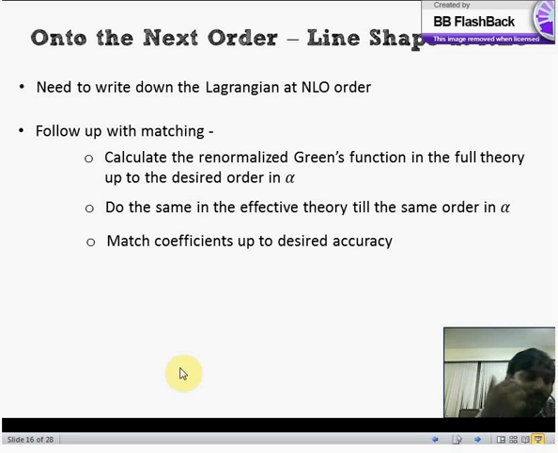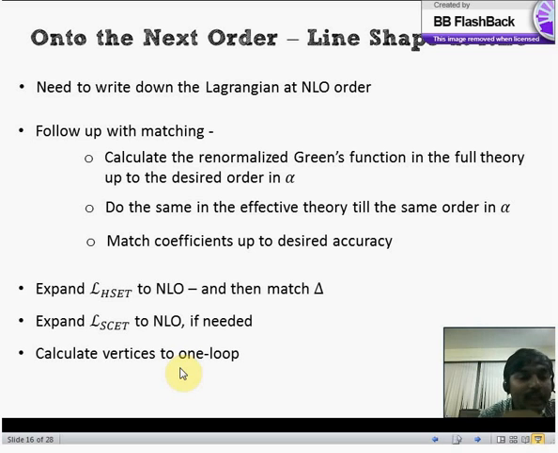The problem is this often gets very messy. So we will need to do three things. We will need to make sure that our heavy scalar effective Lagrangian, which we had written down earlier to just LO, the leading order, we have to expand to NLO, and then match delta. We just matched delta to leading order earlier, now we have to match delta to next to leading order. Similarly, we have to do a similar job for the soft collinear effective theory. However, we will see that won't be needed.